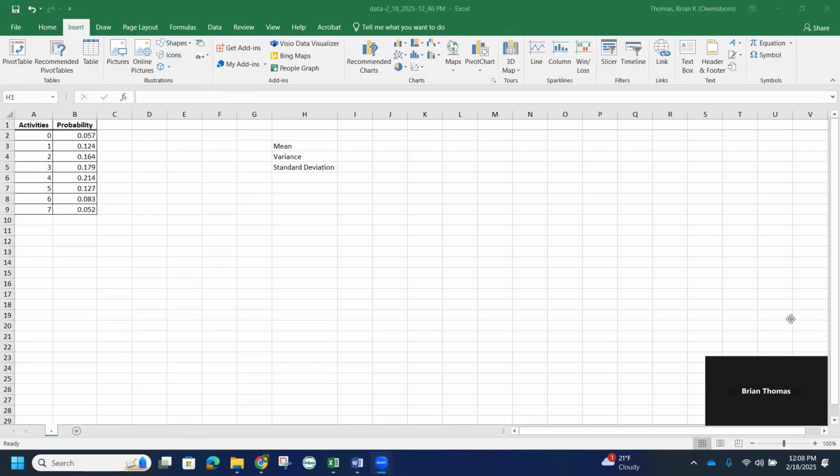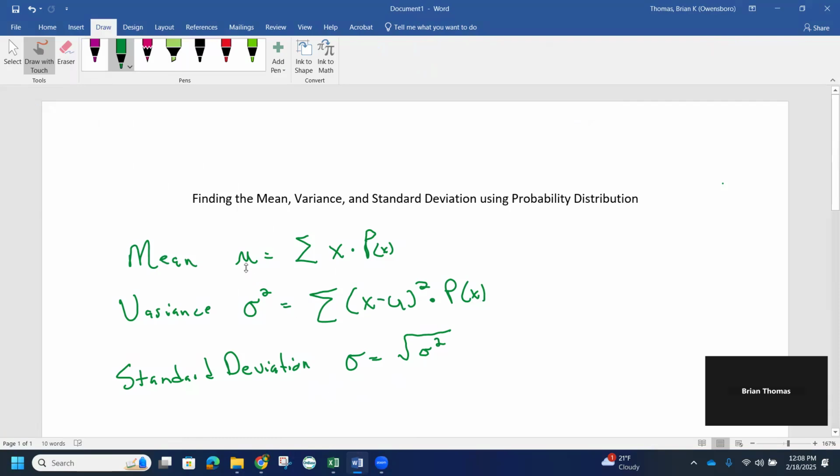One of the things we want to do with probability distribution is we want to find the mean, variance, and standard deviation given a probability distribution. Now, the formulas here are as so. To find the mean, you have to multiply our data point times its probability, and then we have to do the summation of it. So we have the summation of x times p of x, if you will.